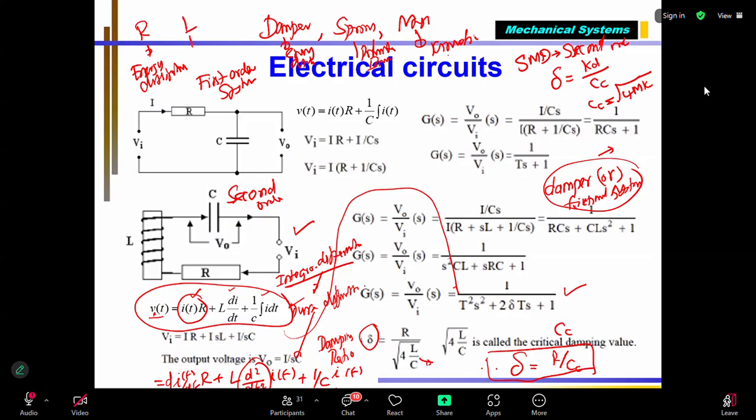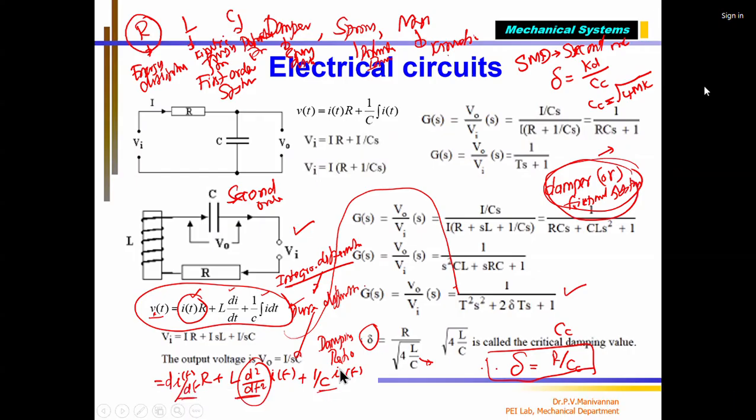L is a kinetic energy storing device. C is a potential energy storing device. So they are equivalent. R in an electrical circuit is equal to the damper in a mechanical system. Both are energy dissipating. So now we have converted it into a differential equation.